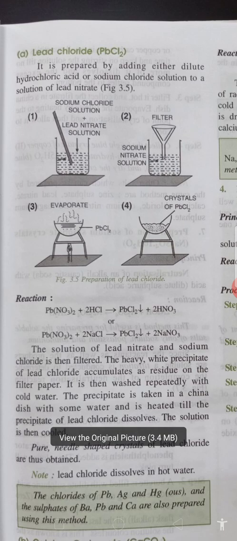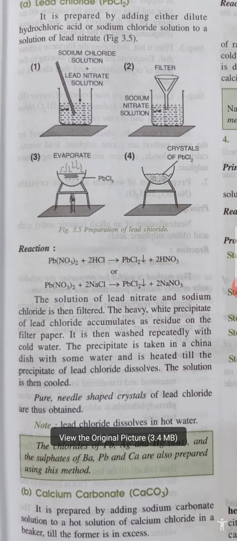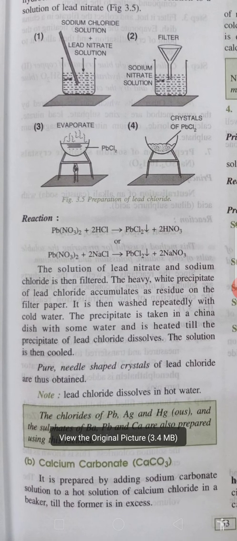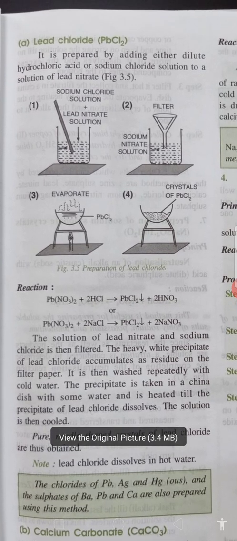It is then washed repeatedly with cold water. The precipitate is taken in a china dish with some water and is heated till the precipitate of lead chloride dissolves. The solution is then cooled. Pure needle shaped crystals of lead chloride are obtained, and lead chloride dissolves in hot water. So chlorides of lead, silver and mercurous and sulfates of barium, lead and calcium are also prepared by this method.